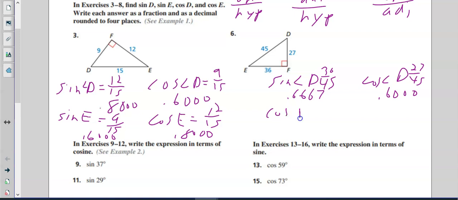Cosine of E, sine of E. I got ahead of myself. Sine of E is the cosine of D, so 27 over 45. We already know what the decimal is. And cosine of E will be the 30 over 45. Because again, they just swap places, and we know that decimal as well.